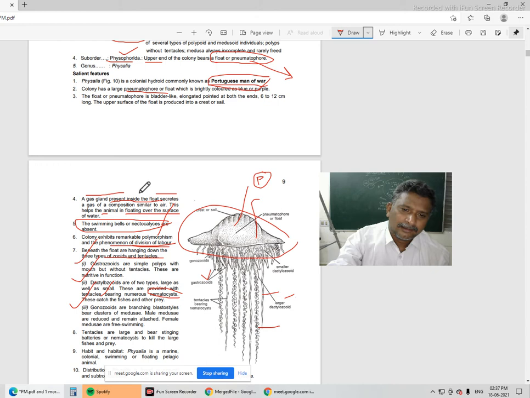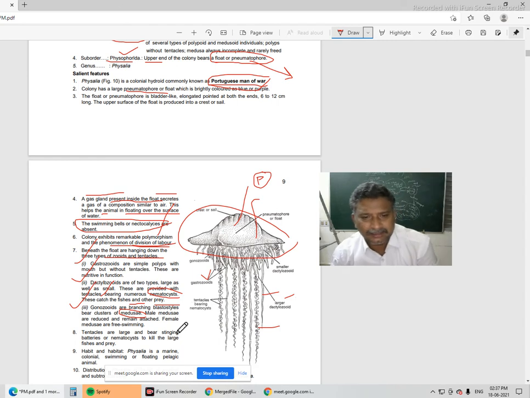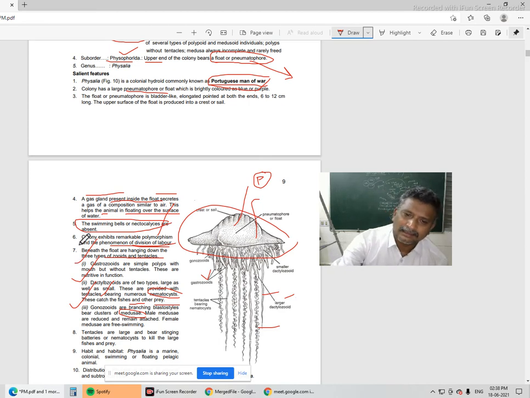Now gonozoids are branching blastostyles bearing clusters of medusae. Male medusae are reduced and remain attached. Female medusae are free swimming. Tentacles are large, bearing stinging batteries or nematocysts to kill large fishes and prey organisms.